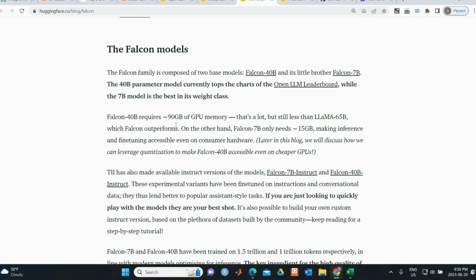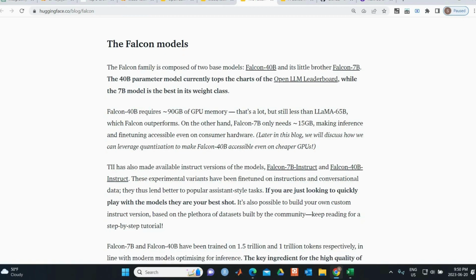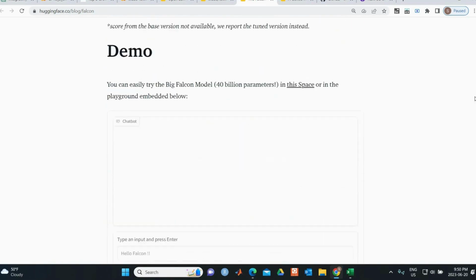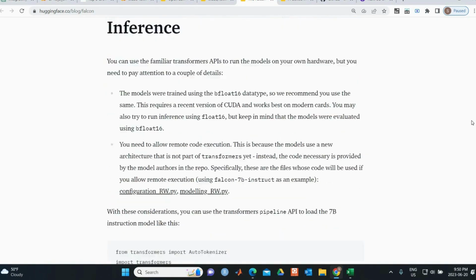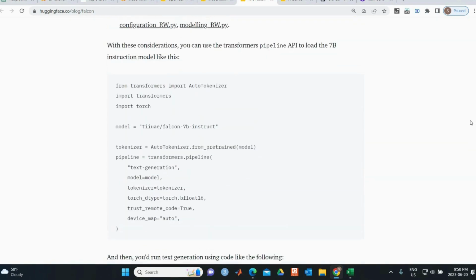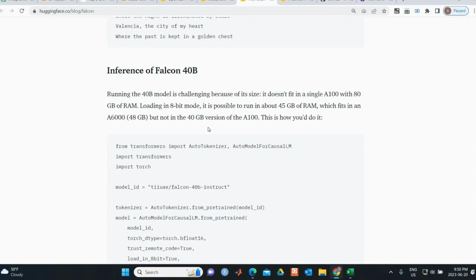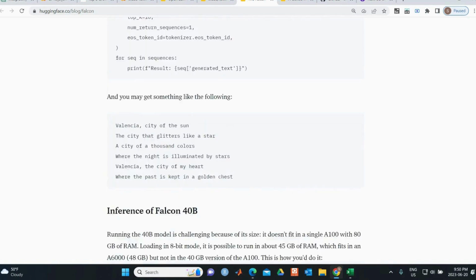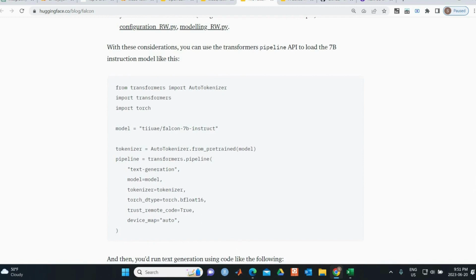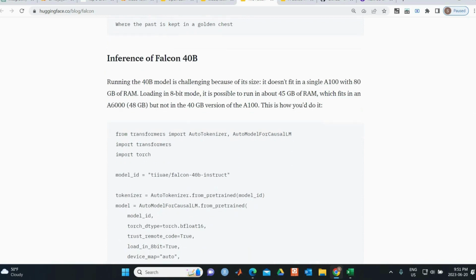Falcon requires 90 GB of GPU memory, which is a lot, but it's less than Llama 65B, and their model performed better than Llama 65B. They have given nice detail here, and you can go over it. I just wanted to show you some example code, which I'm following. This one is for the Falcon 7B Instruct model, the 7 billion model, and this one is the 40 billion model.